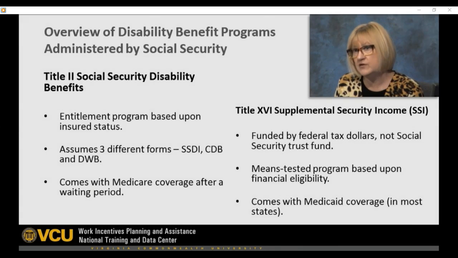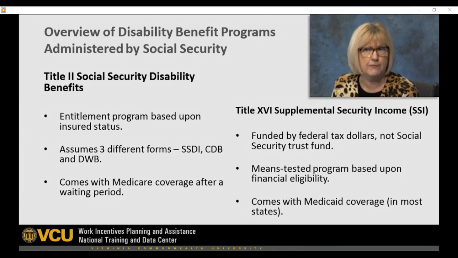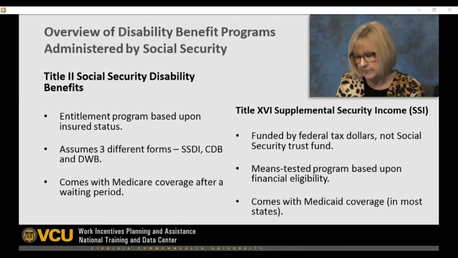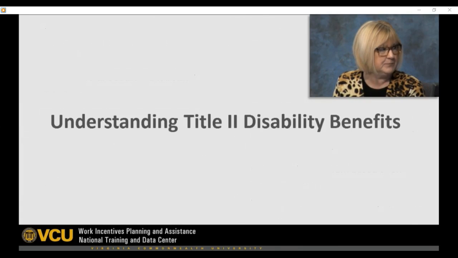Now, we do provide you with some resources about Medicaid. I think it's in lesson 4 or 5, where you can go and look up more information about your state Medicaid program. That's something you probably want to do at some point.